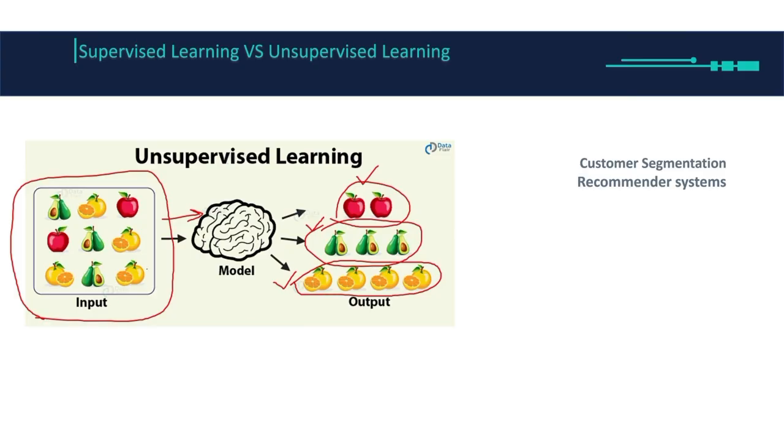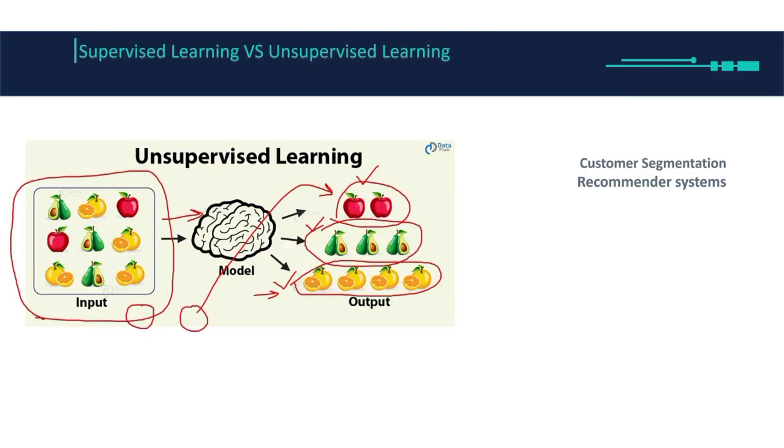If I add a lemon here, it's going to put it here, and if I add a tomato here, it's going to cluster it here based on the color. So we can see that these were clustered according to the red color, and that red color was the pattern. This is a very simple unsupervised learning, and this is how clustering works.